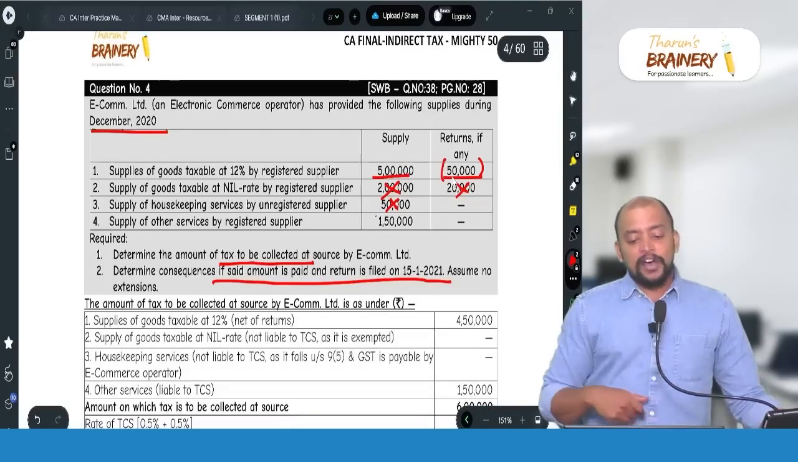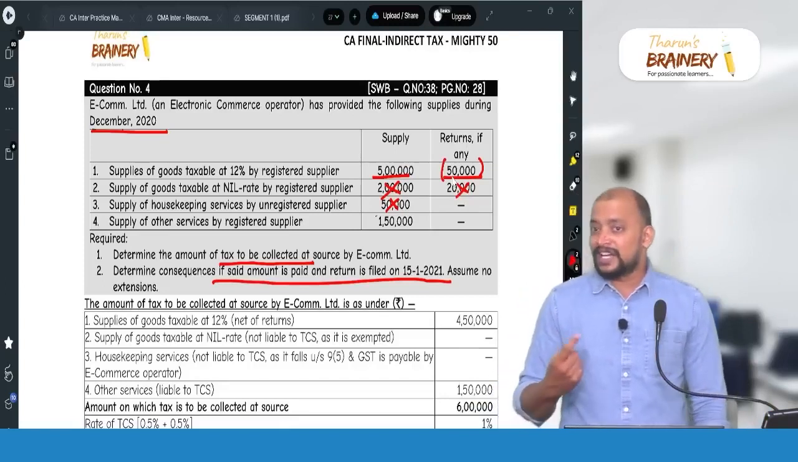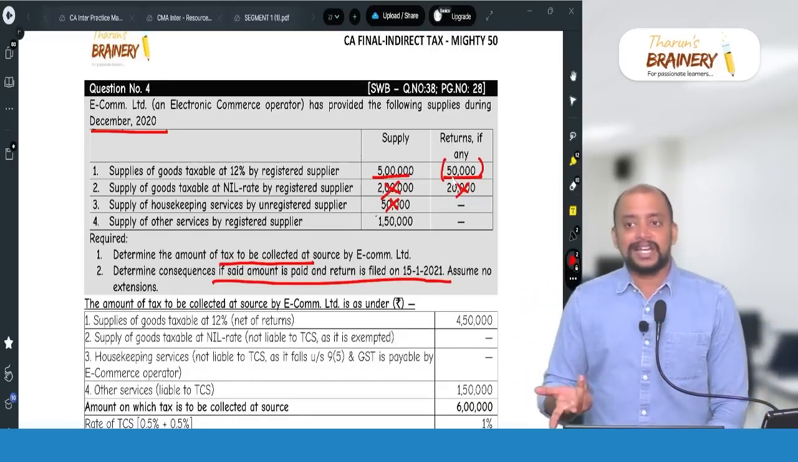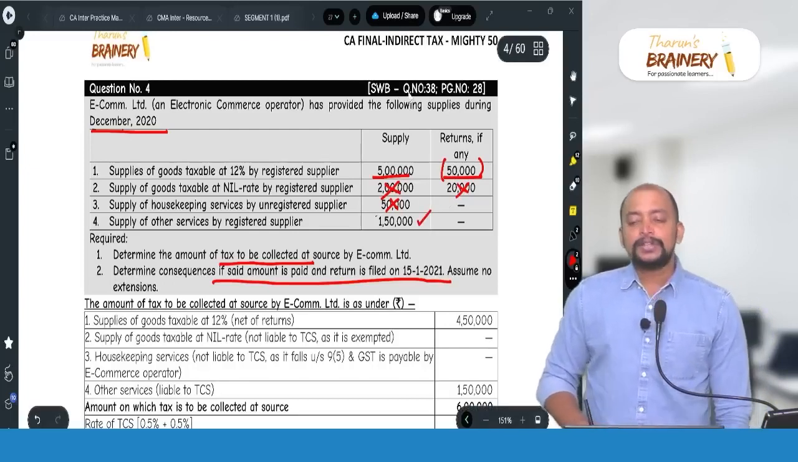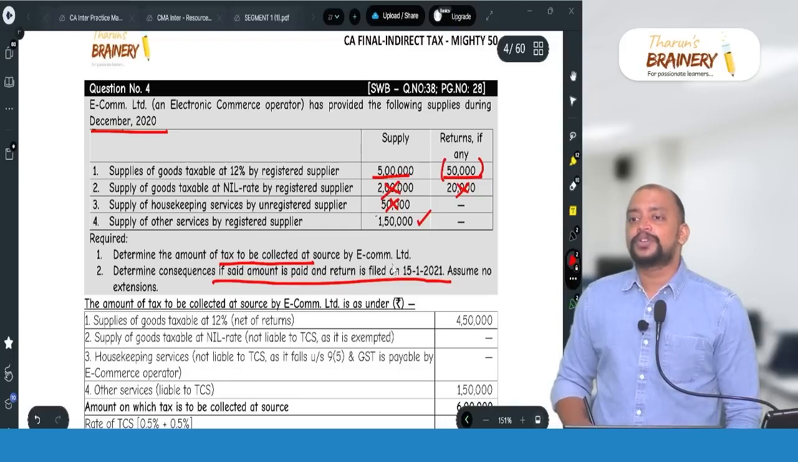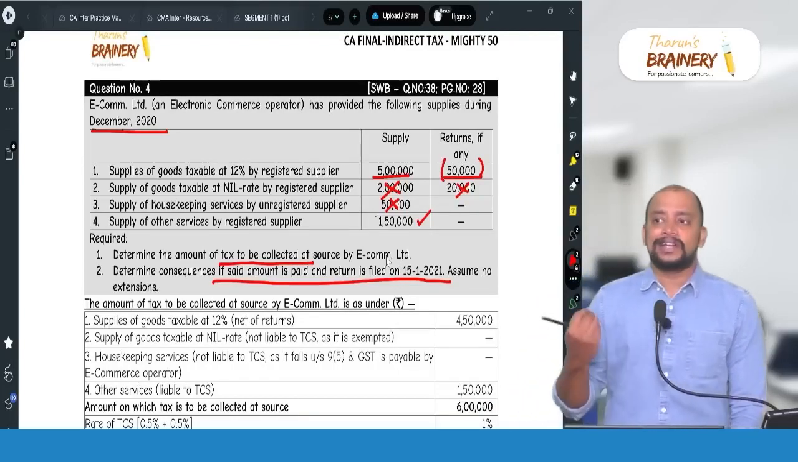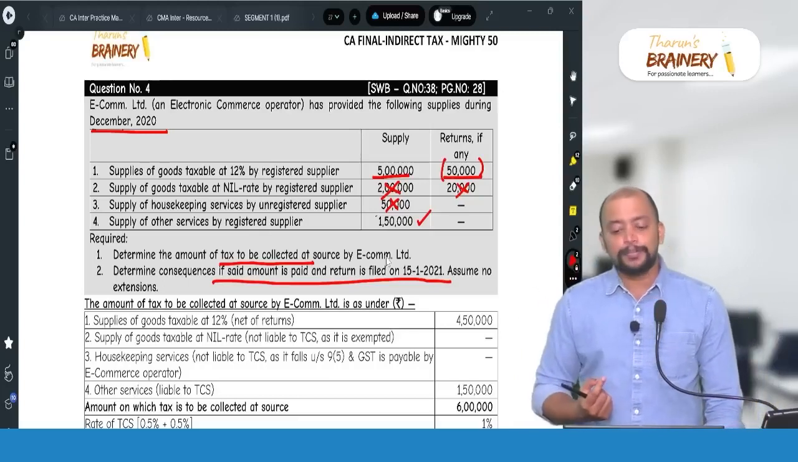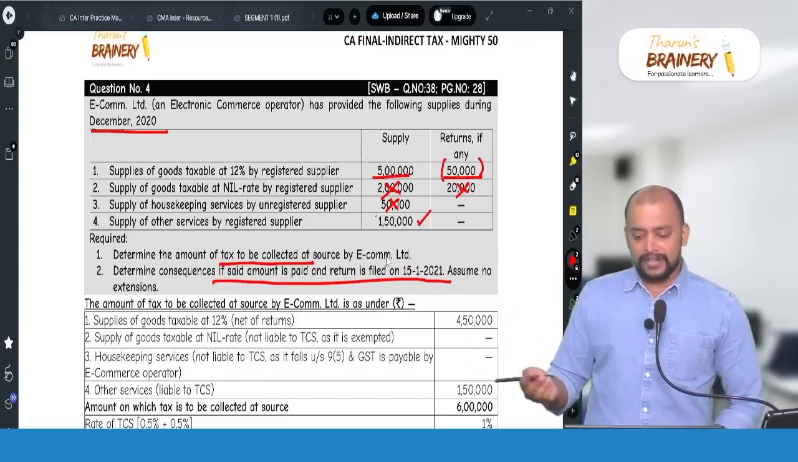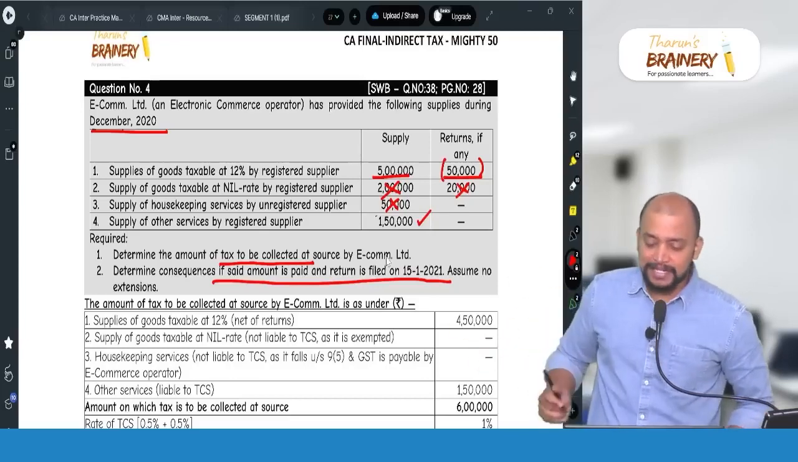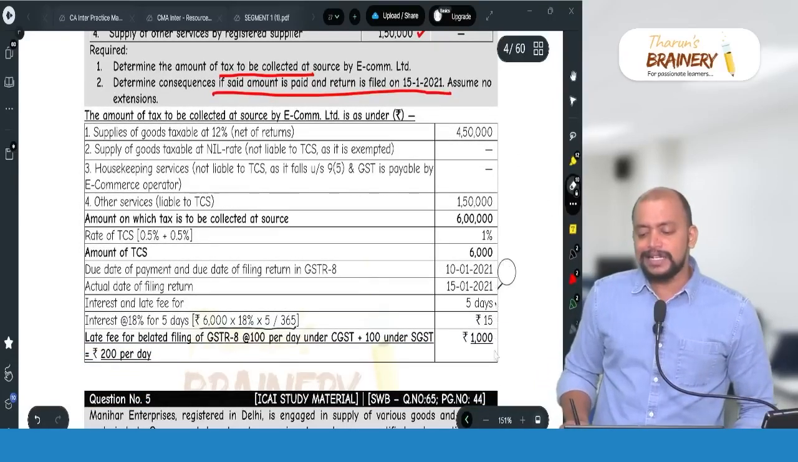Then, supply of other services by a registered supplier. So, the supplier is registered, other services, which are taxable. So, definitely TCS will be applicable on this 1,50,000. The TCS will be computed at 1%. As there is no information about intrastate or interstate, directly 1% will be computed. 5 lakhs plus 1,50,000 minus 50,000, that will be 6 lakhs. 6 lakhs into 1%, that is 6,000. 6,000 will be taken as the TCS amount.